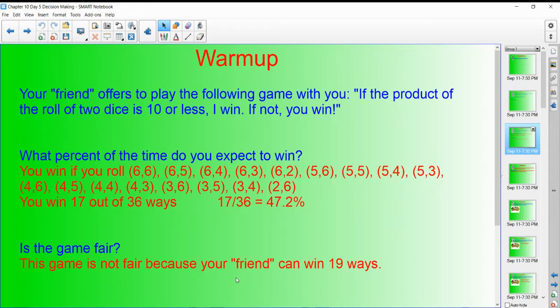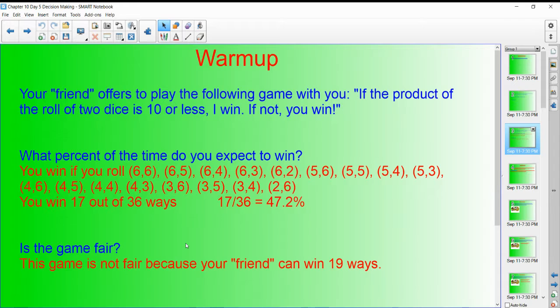Now we can never get 11. 11 is a prime number. There's no two numbers that are going to multiply to 11 besides 11 and 1. But if it's 12 or it's 14 or any other numbers that we can get, and we also can't get 14. So there's 17 different combinations, and I listed them here, that we win. That means my friend wins 19 ways.